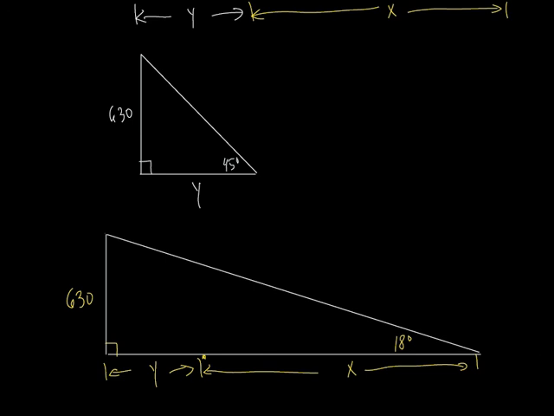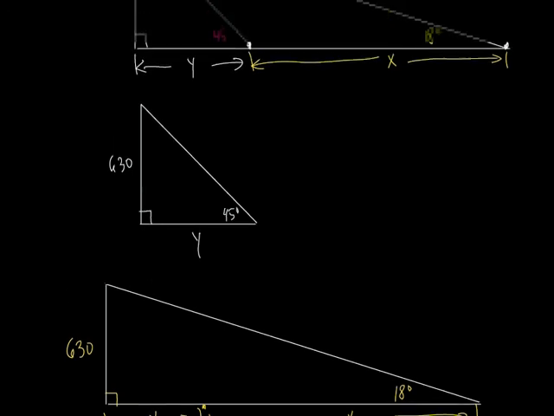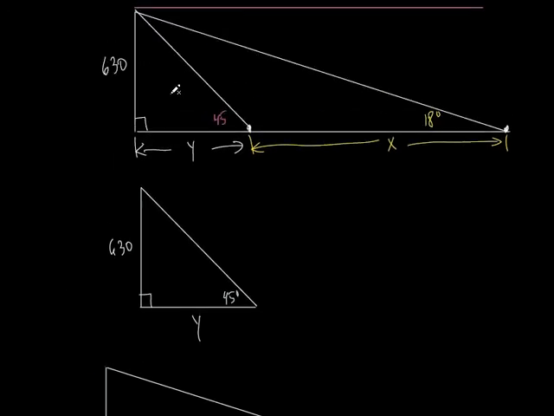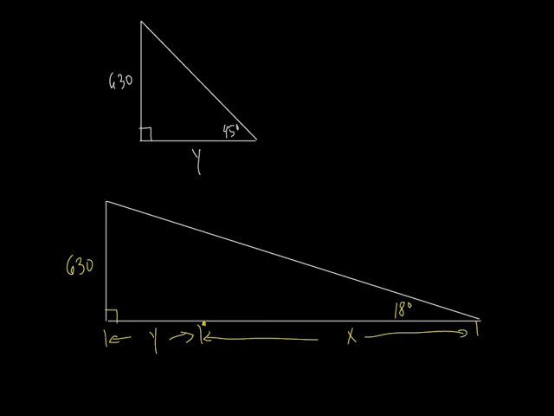Alright, what I did is I took that picture and I just separated those triangles. I took this little triangle with a 45, and then I took the bigger triangle with the 18 degrees, and I just separated them, and let's see what we can do with it. Alright, let's look up here. I could actually solve for Y, couldn't I?